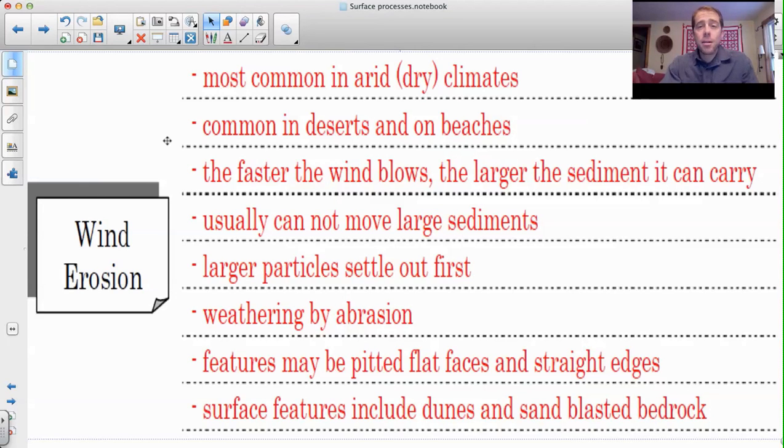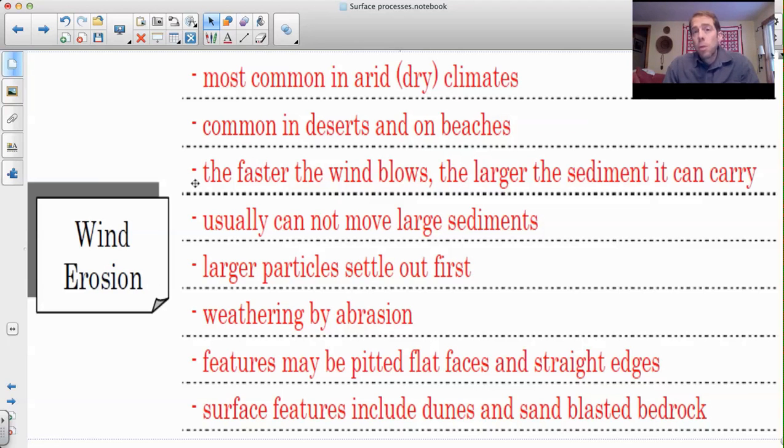So this is the last of the erosion notes in terms of the agents of erosion, and it comprises wind and ocean waves. So the wind is most common in dry climates, wind erosion. It's deserts and beaches because there's very little plant material. Because it's so dry, there's so few plants, so there's a lot of exposed soil, and that then lends itself to having wind pick up and carry that sand and cause that erosion.